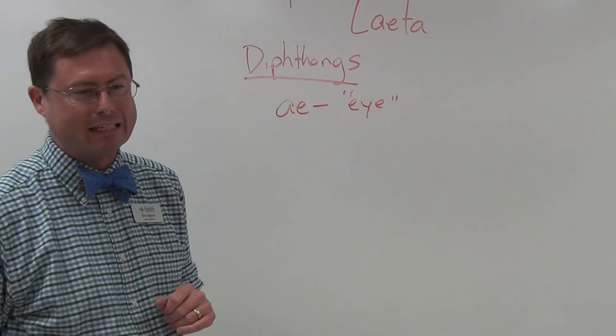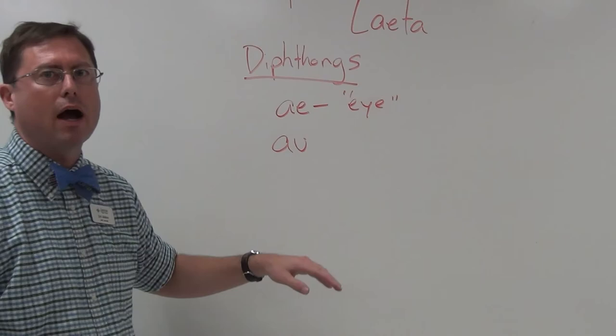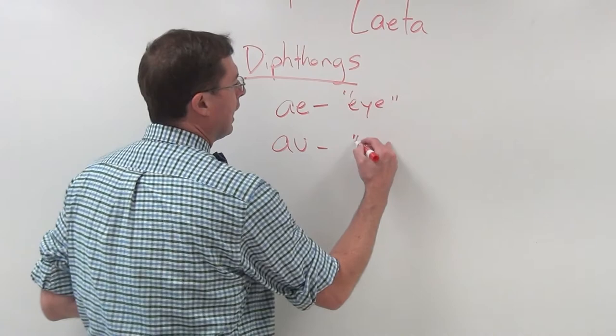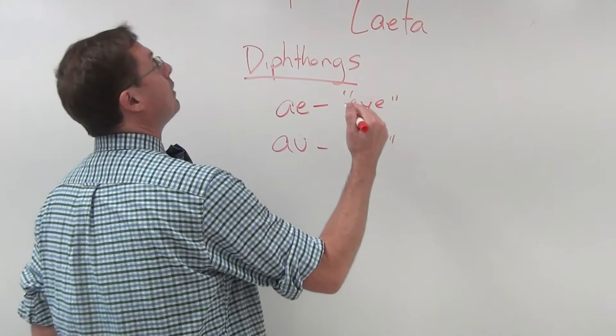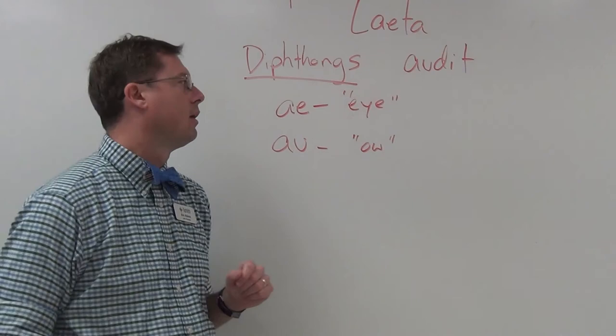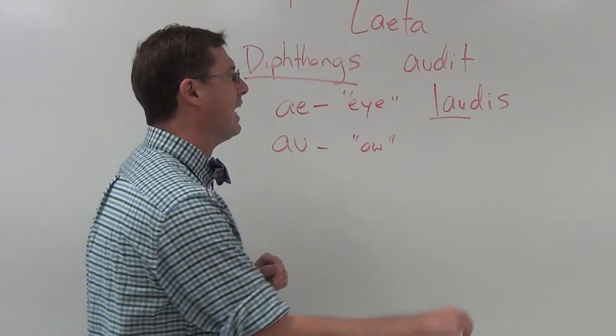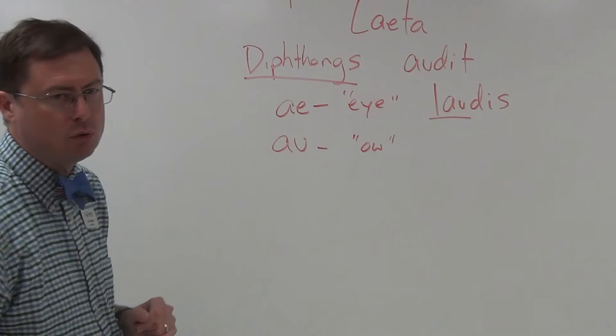Next diphthong is the combination of A and U. If you say it, a-u, a-u, it is what you would say if you were to hammer your thumb. You would say, ow. Words that would have that diphthong include, here's one, audit. Say it again. Audit. Or, we had earlier, the word laudis. Like, in one of our classes was a student named Lauren. But lau, ow, ow, this, audit. And so the A-U diphthong is going to be an ow.